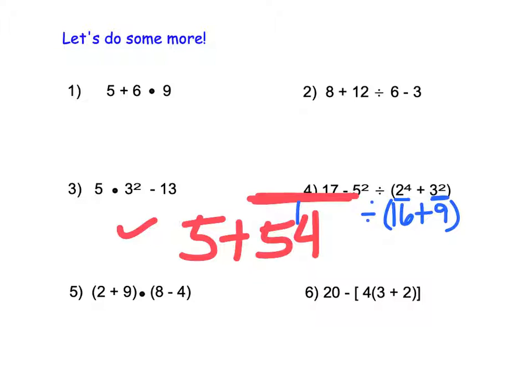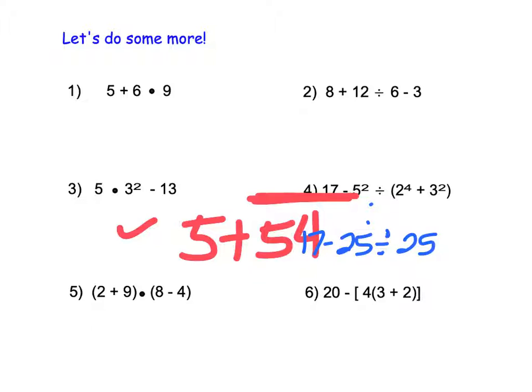So I'm going to rewrite everything else, and then whoops, I see another exponent. I can do that right now because I'm just simplifying it. So 5 squared is 25. And this is division. I almost made that mistake there. All right, so now back to the parentheses. I need to simplify within there, and I'll just rewrite this down. And there I have 16 plus 9. And 16 plus 9 is 25.